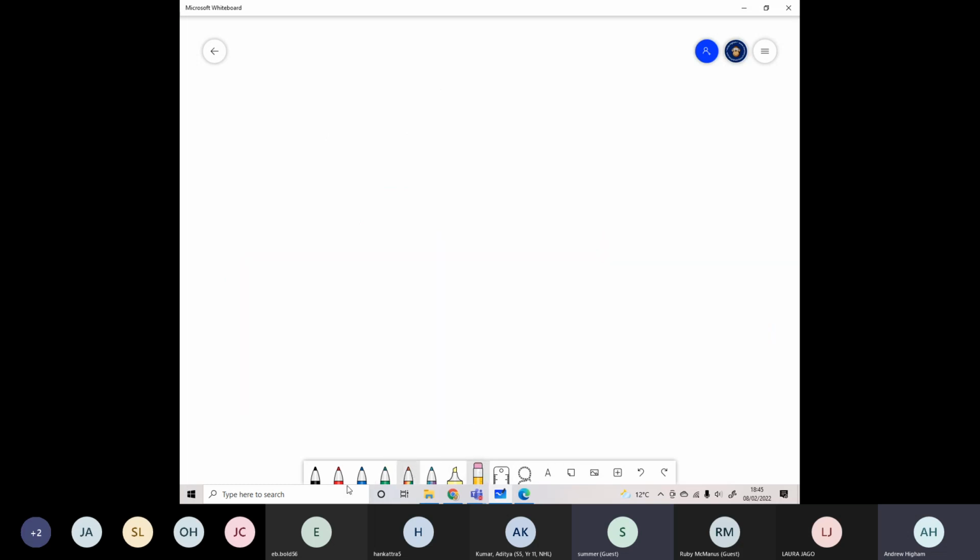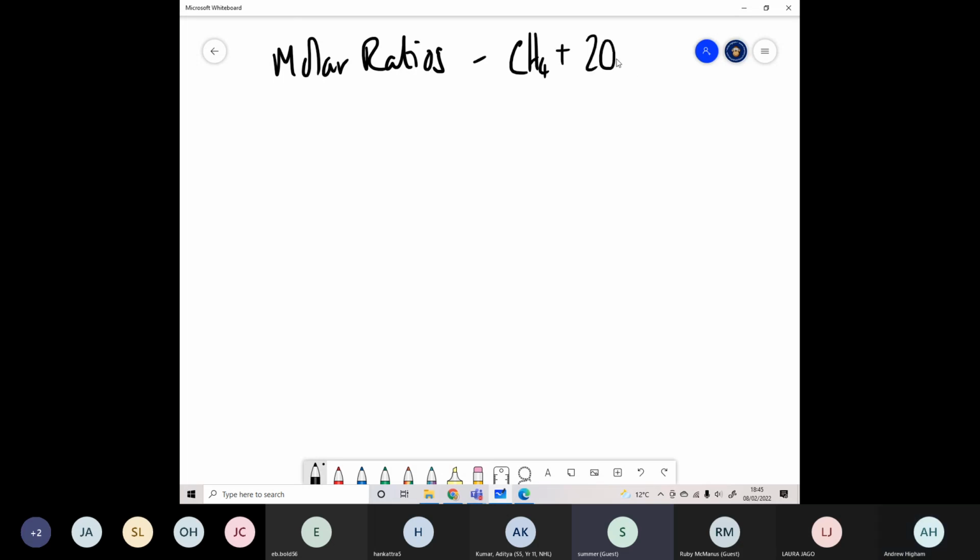So I'll give you a quick example of how we can apply molar ratios. Molar ratios are just the coefficients at the front of equations. So we can have CH4 plus 2O2. No number in front of something just means 1, and then that coefficient in front. So that would be a 1 to 2 ratio, which means that for every mole or molecule of methane, we would need 2 molecules of oxygen.